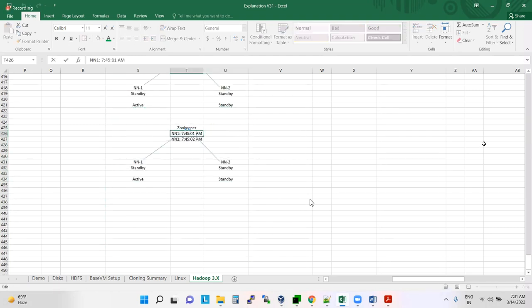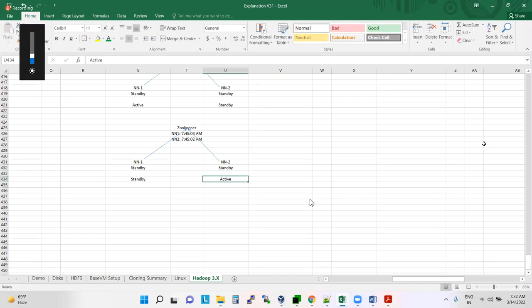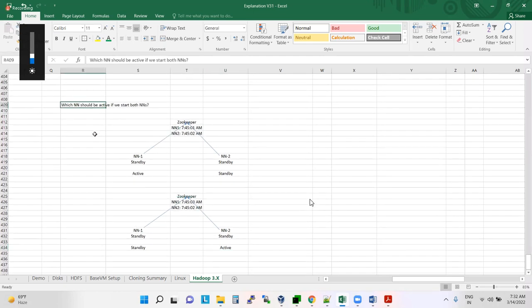Let's say Zookeeper, now tell me in this scenario, name node 1 has come at 7:45:03 AM. Name node 2 has come at 7:45:02 AM. Now tell me who will become active and who will become standby in this scenario. Name node 2 will become active. Obviously, this one will be in standby state only. So now our first problem is solved or not?